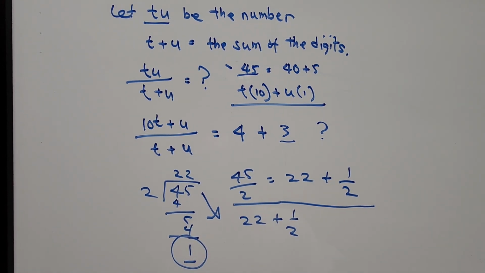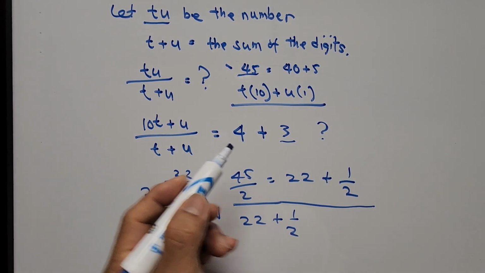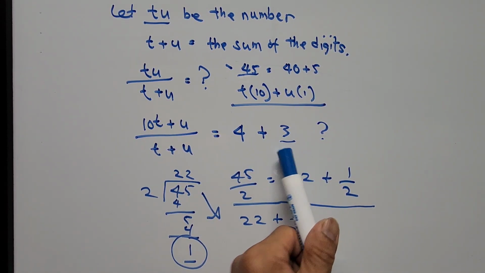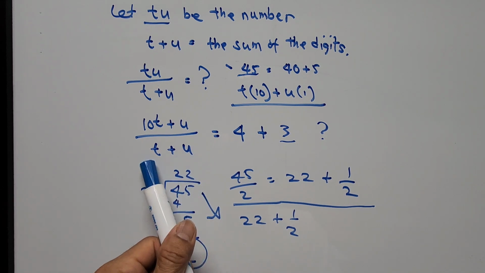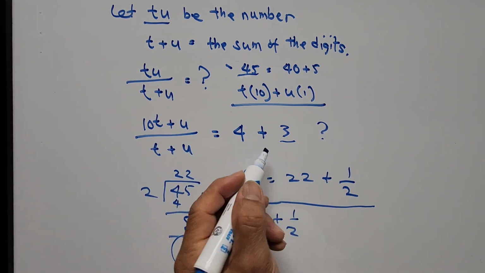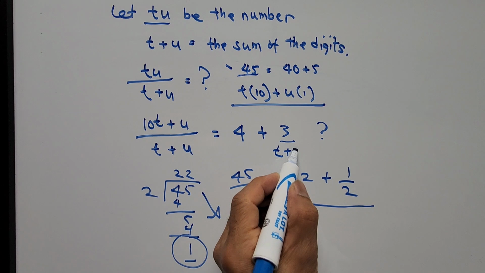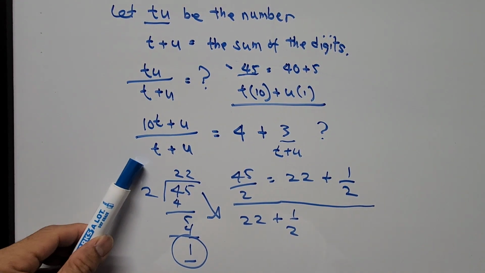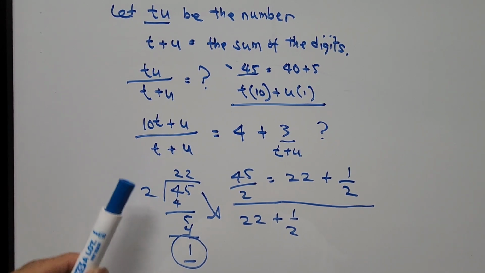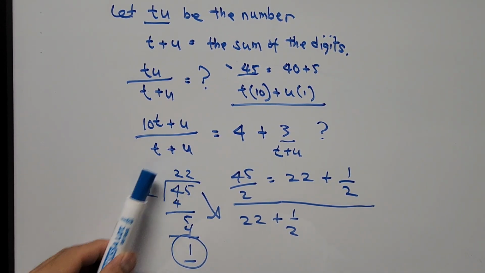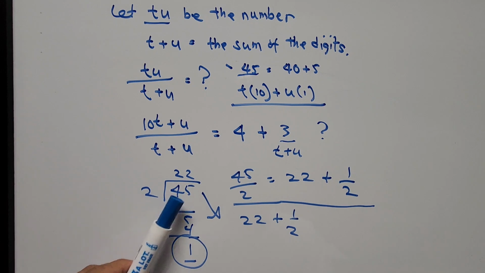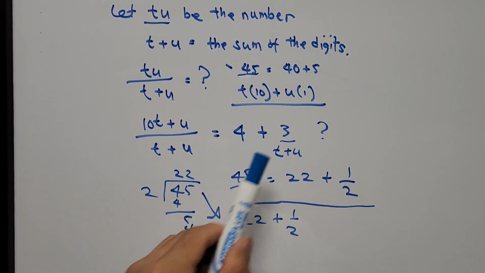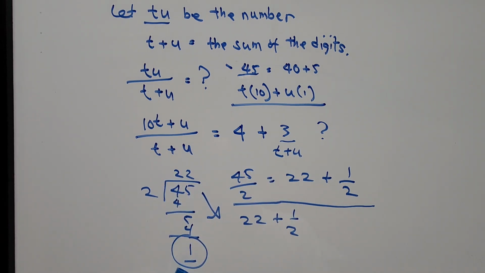So going back to our equation, we should have 4 here plus 3, and the one that goes to the bottom must be the sum of the numbers, right? So that is t plus u. So here's the number divided by the sum of the digits. So here is like 2. TU is compared to 2 here. And the answer is 22. Here the answer is 4. Here the answer is 22. The remainder is 3. And here the remainder is 1.